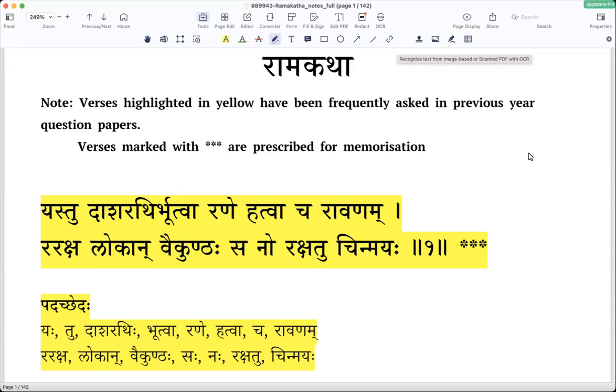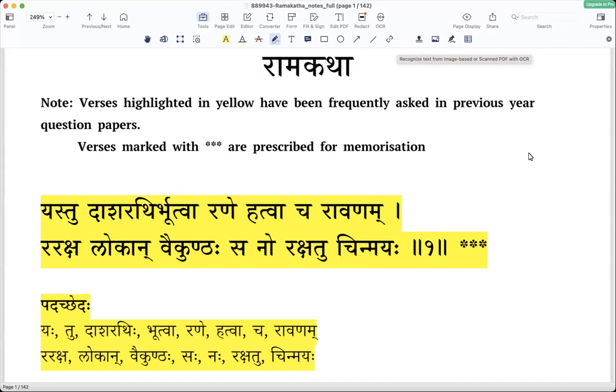And this used to be studied along with Amarakosham and Shabdamanjari and all that as a memorizing thing, for memorization. Just like how we used to memorize Amarakosham, the same way Ramodantam was also memorized. The whole text of Ramodantam was memorized at one point. We have only a few shlokas, 71 shlokas in this.